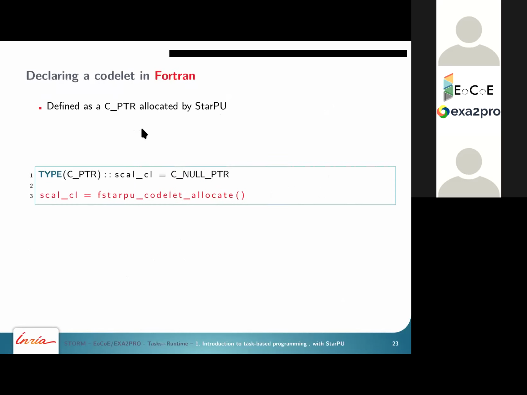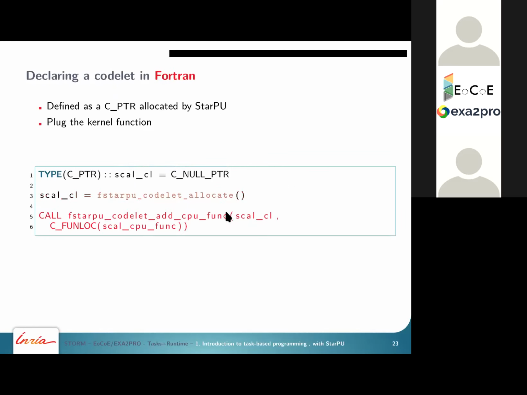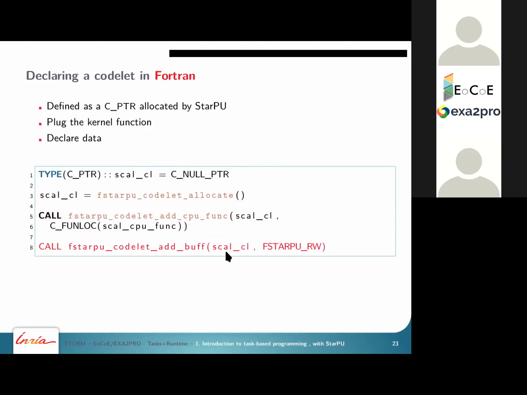I wanted to just show the Fortran case for people who need to use Fortran. The principle is really the same. We just have to adapt to the Fortran expressions. So the codelet is an allocatable pointer in Fortran, and we have a function that provides the allocation for this. Once you have your codelet, you can fill the different fields: the CPU function for it, and the data access modes, saying that I have a buffer which is accessed in a read-write mode.